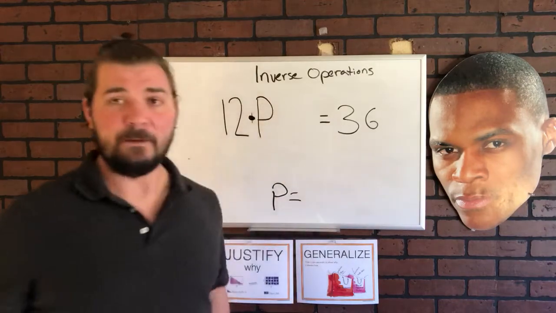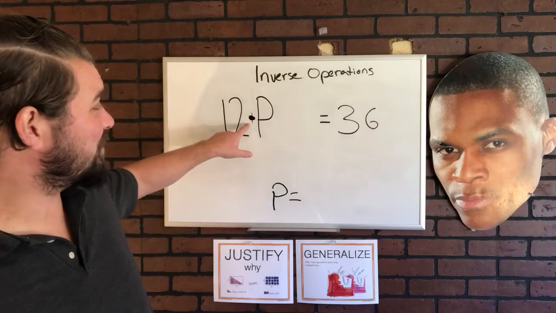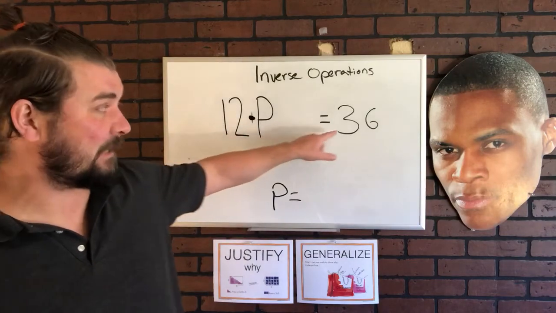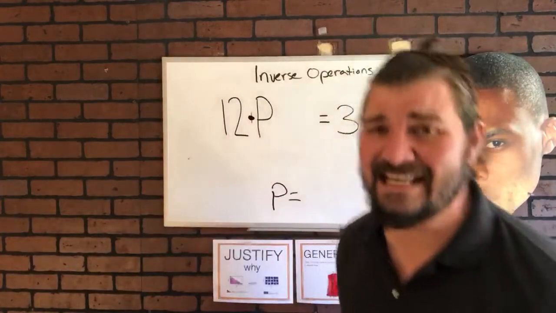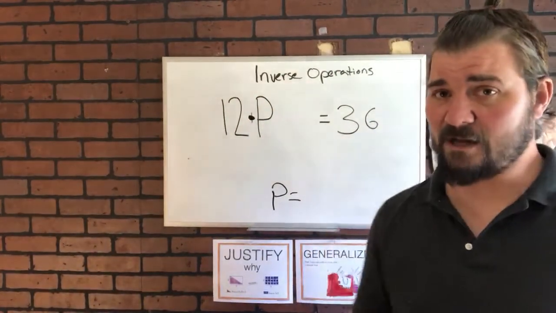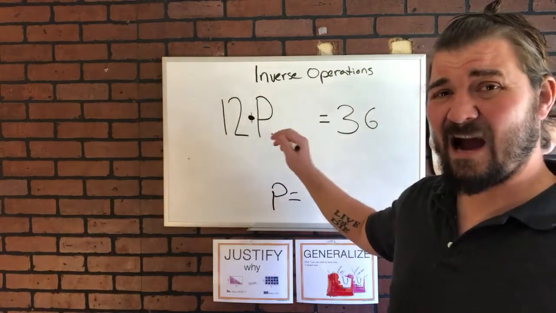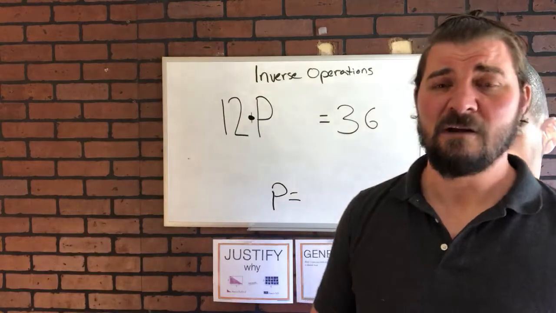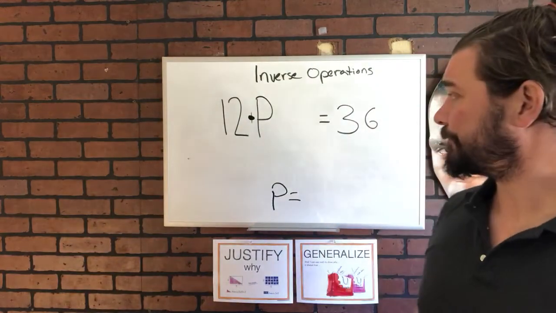So now my equation here, and I still want to get P by itself, tells me that 12 times P equals 36. Now some of you are really like, dude, I could just guess now. While the guessing is awesome, let's think about the strategy and how I can actually solve this problem using inverse operations and algebra.